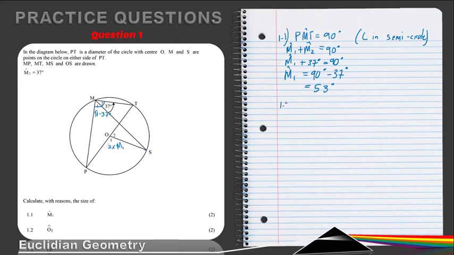And then for 1.2, angle O1 is equal to 2 times angle M1. And the reason is that we have angle at center is equal to 2 times angle at circumference. And therefore O1 is equal to 2 times 53 degrees, and that gives us 106 degrees.